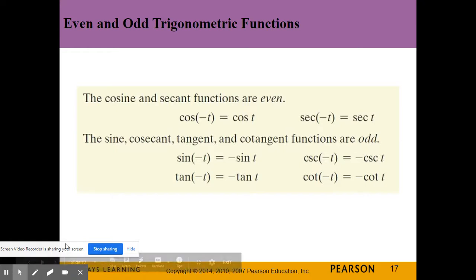Right, using what we know about even and odd functions. The test is when you substitute in -x, or in this case, -t. For cosine and secant, when you substitute in -t, you just get back to positive. So cosine and secant are considered even. When you substitute in -t for the other 4, you get negative, like the entire thing becomes the opposite. So those would be situations where those functions are considered odd.